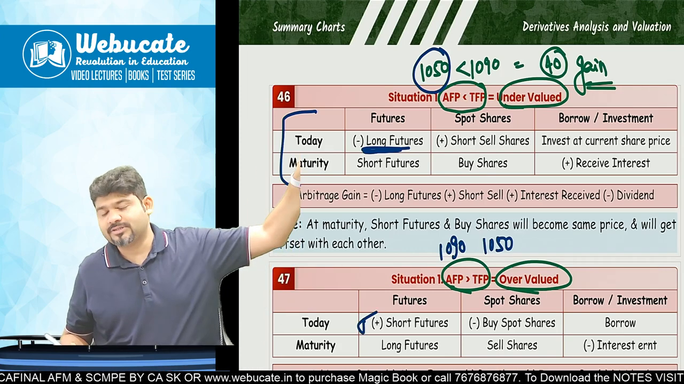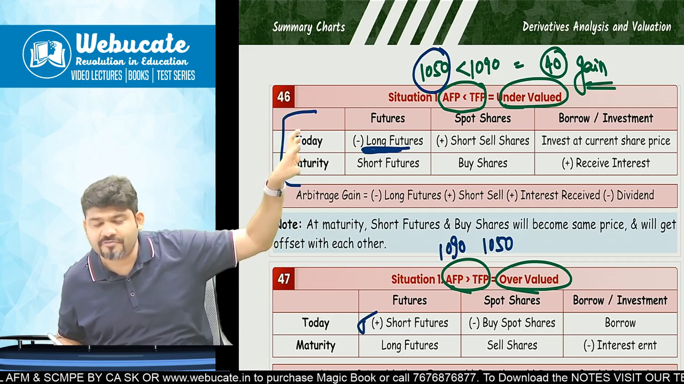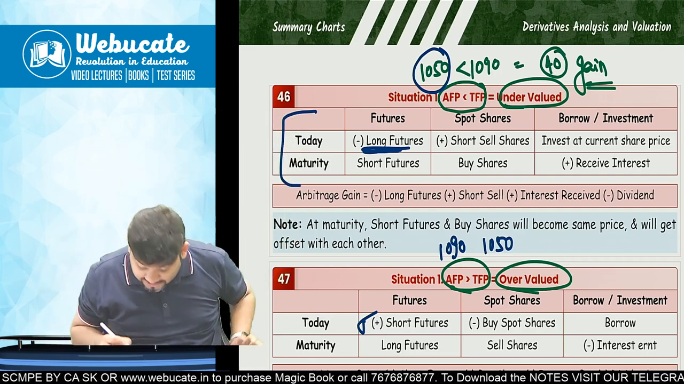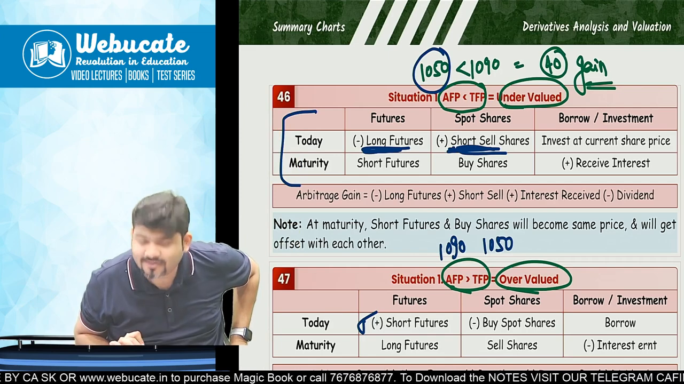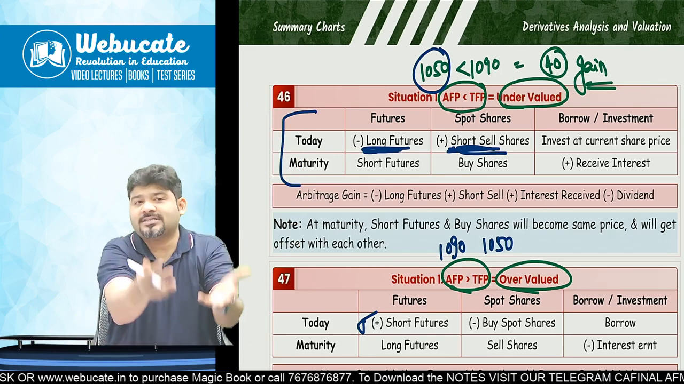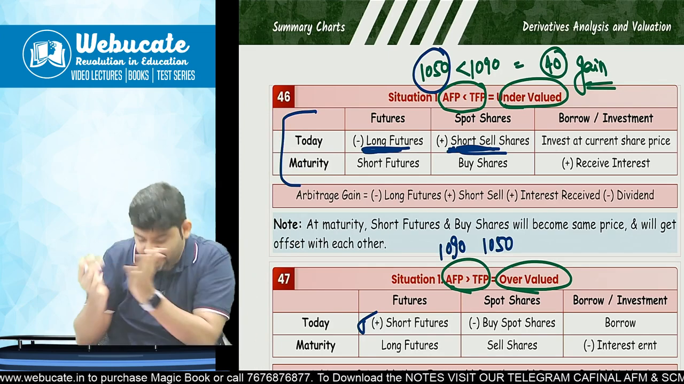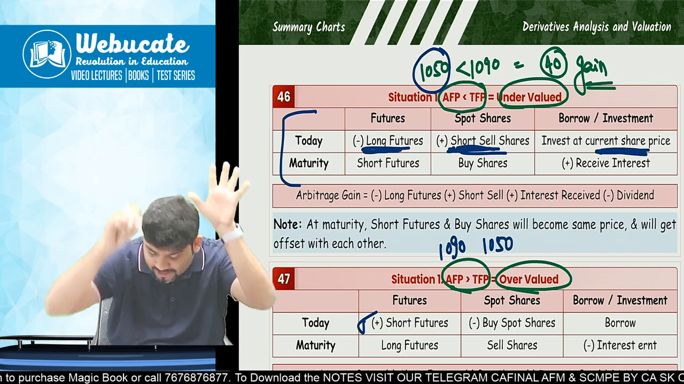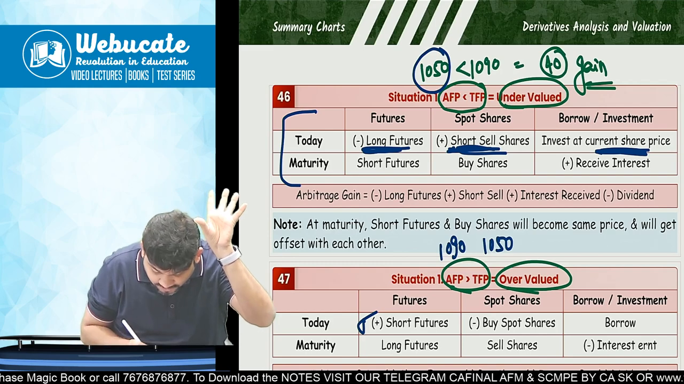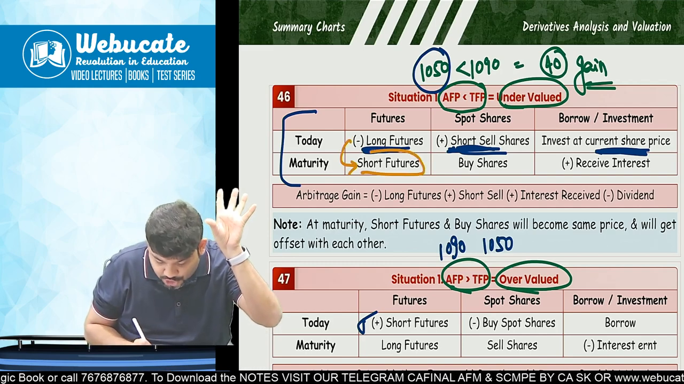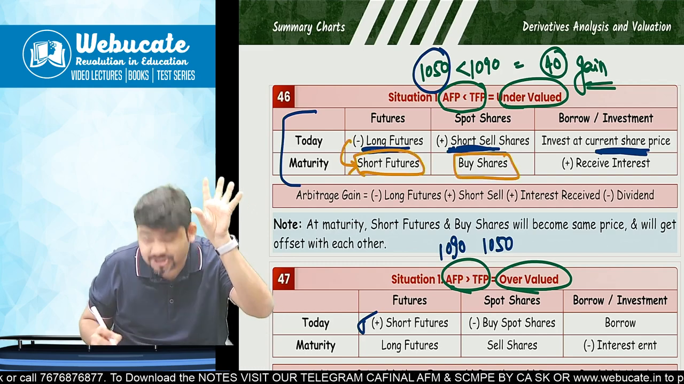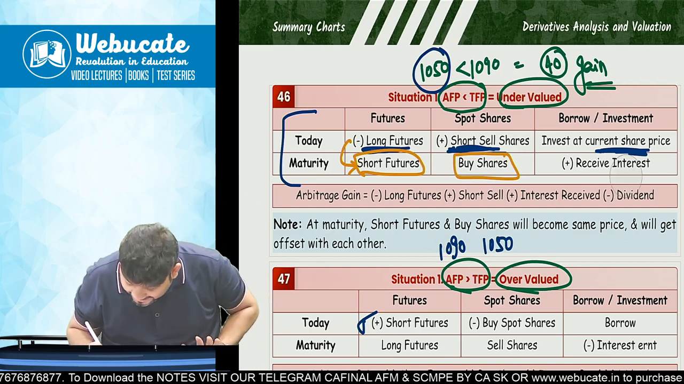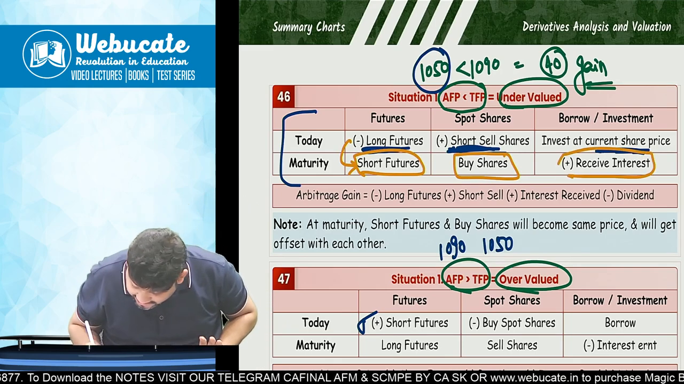Now the process. Today, if you are doing long futures, opposite in shares, you will short sell shares. As soon as you short sell shares, you will get money, invest it at the current share price. On the date of maturity, you will have to close the position: short futures, and buy shares. At the same time, you will receive interest.